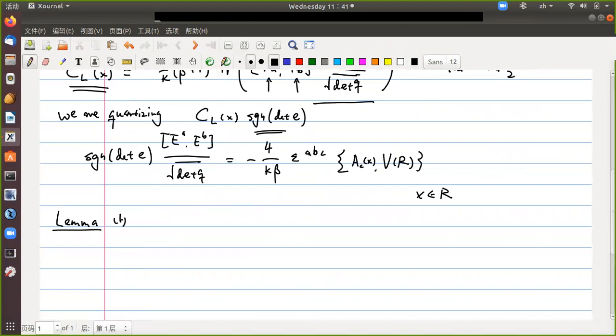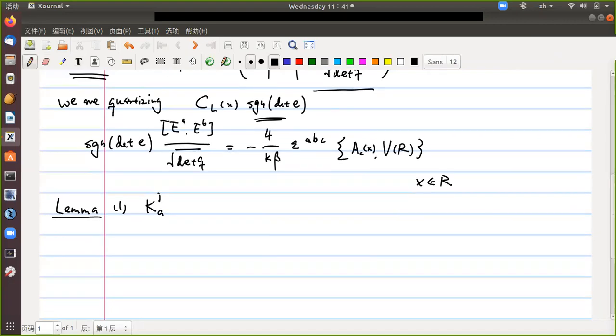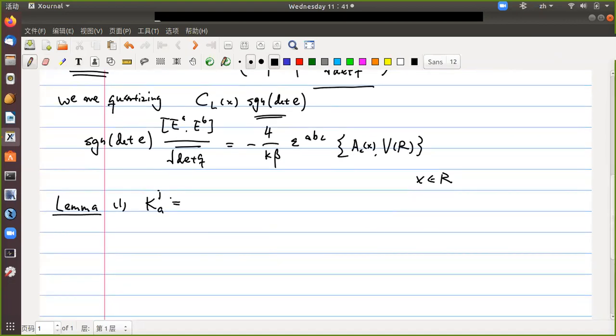Okay, so now let me introduce this by using a lemma. First, you can express this K_a^j, the quantity we want to simplify, as a functional derivative of some quantity K bar with respect to E. And then this can be written as a Poisson bracket, because this is just a functional derivative with respect to the fundamental canonical variable. It can be written as a Poisson bracket between A_a^j(x) and this quantity K bar.